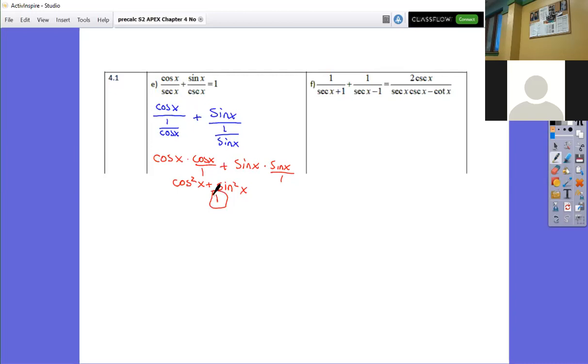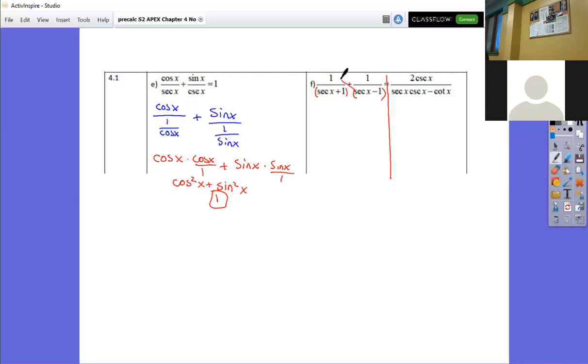And this next one, we're going to be dealing with both sides. We're going to start with one side and then we'll move over to the next side. All right, so I have 2 fractions with different denominators, and I need to add them. So find a common denominator. So here, what's my common denominator? Secant of x plus 1 times secant of x minus 1.